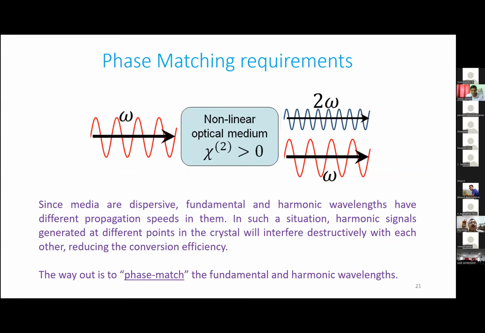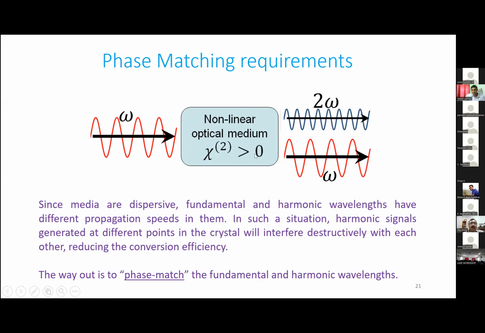Okay, so now we come to phase matching requirements. It is not enough that we just keep the crystal there and be happy that I'll get the second harmonic out of it. So this is the nonlinear optical medium, Chi2 medium. You have the fundamental coming in, omega, let us say 1064 nanometers. So 2 omega, 532 nanometers, is here, and the fundamental a little bit comes out.